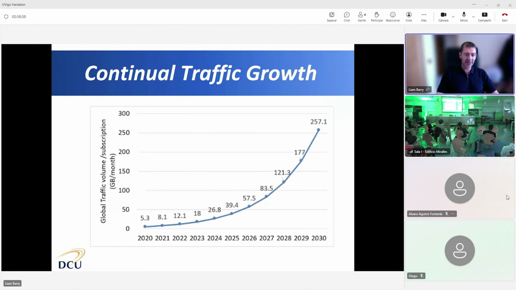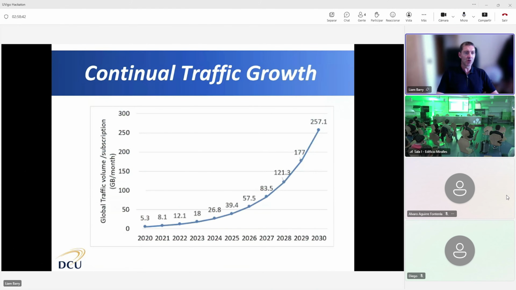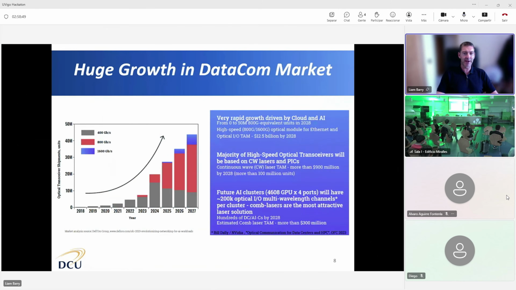So it's this continual traffic growth that means that we need to be developing new optical and photonic technologies that can support that growth. And like I said, can also do it in a reasonably energy efficient manner.